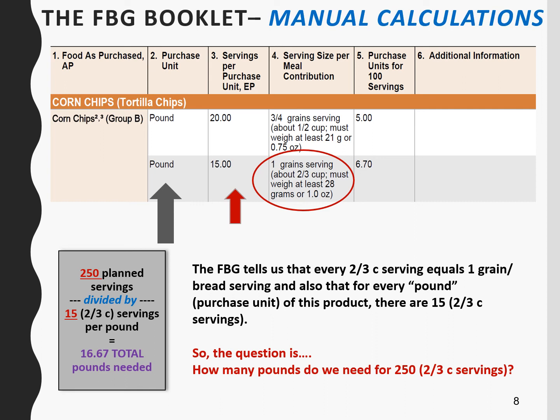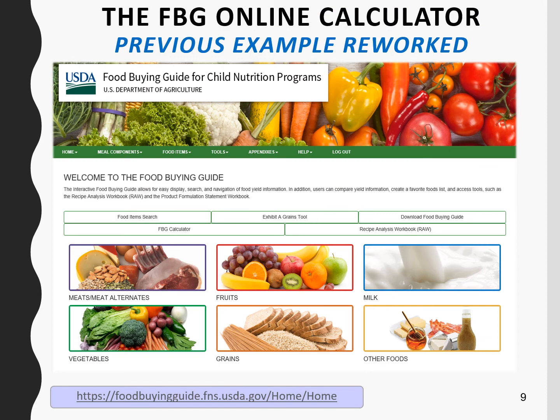The Food Buying Guide tells us that every 2/3 cup serving equals 1 grain bread serving, and also that for every pound or purchase unit of this product, there are 15 2/3 cup servings. So the question is, how many pounds do we need for 250 2/3 cup servings? 250 planned servings divided by 15 2/3 cup servings per pound is equal to 16.67 total pounds needed. Of course, we would need to round up the 16.67 pounds to 17 pounds to make sure we had enough.